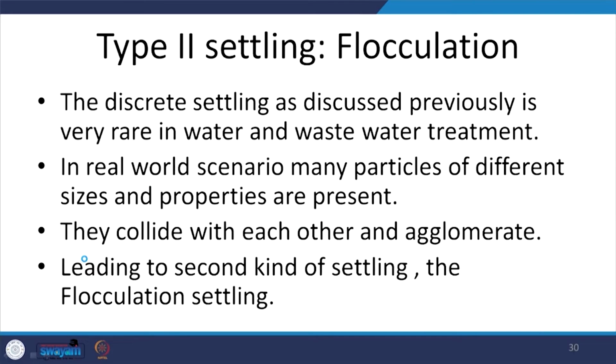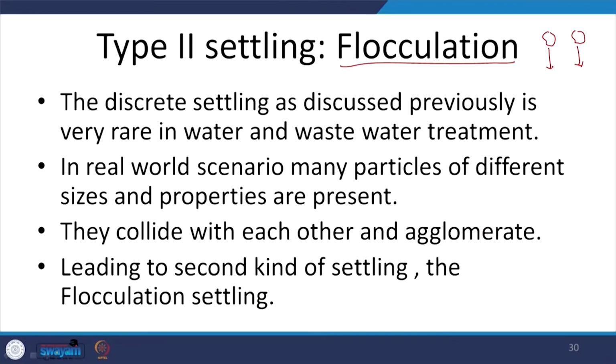So, type 2 settling. In type 1 settling, each particle settled independently. In type 2, you are going to have flocculation occurring. Generally you can promote flocculation by adding a relevant coagulant. If not, you can still observe it, but why do we observe flocculation, or what are the driving forces? As discussed earlier, discrete settling is an ideal case, very rarely seen in water and wastewater treatment, right.